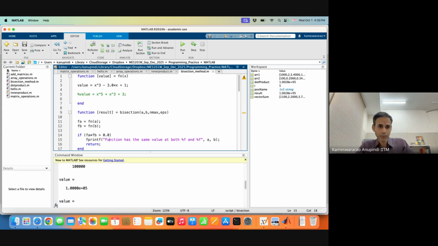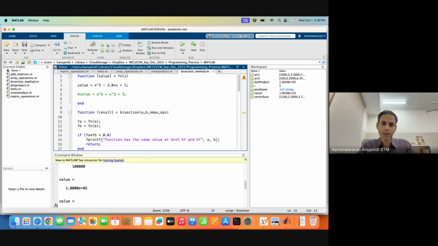Now you see, instead of using display, I'm using fprintf. Display simply displays the value of the variable that you have given, whereas fprintf is a better function. In C, you would have called it printf. In MATLAB, you call it fprintf. That is a formatted print, and the format is exactly the same as in C.